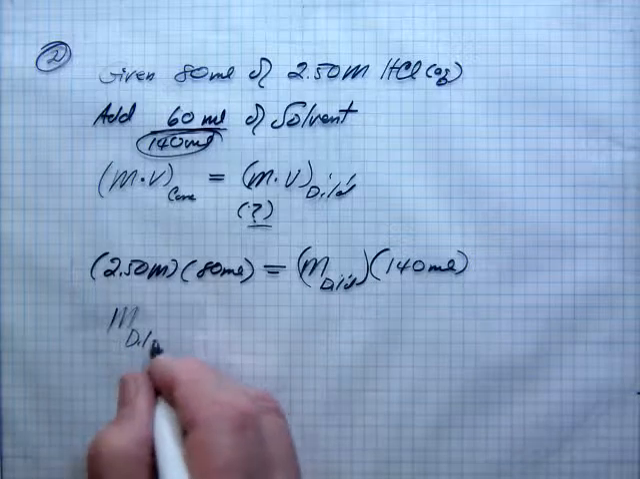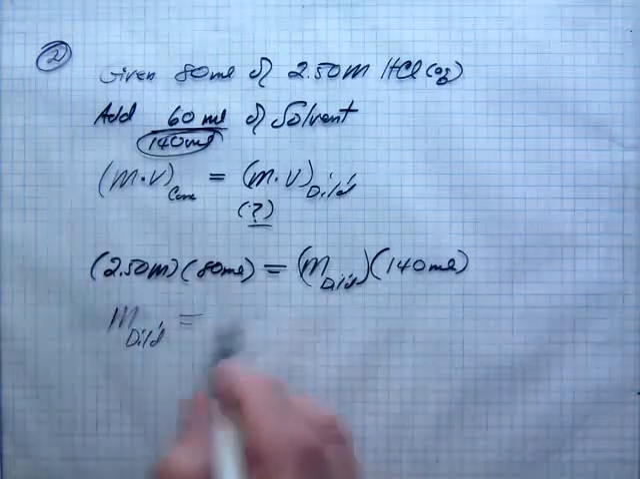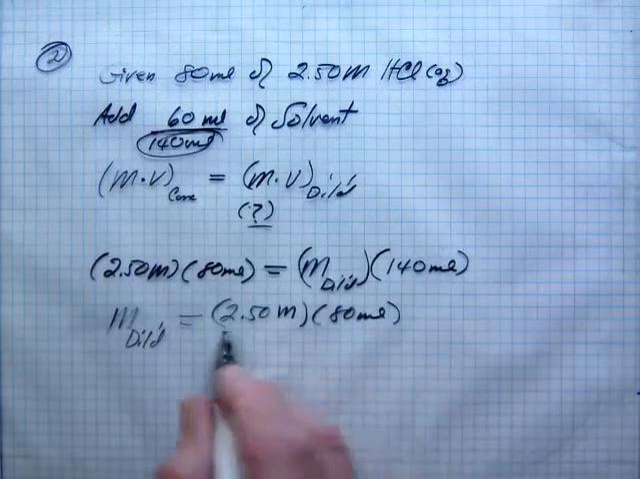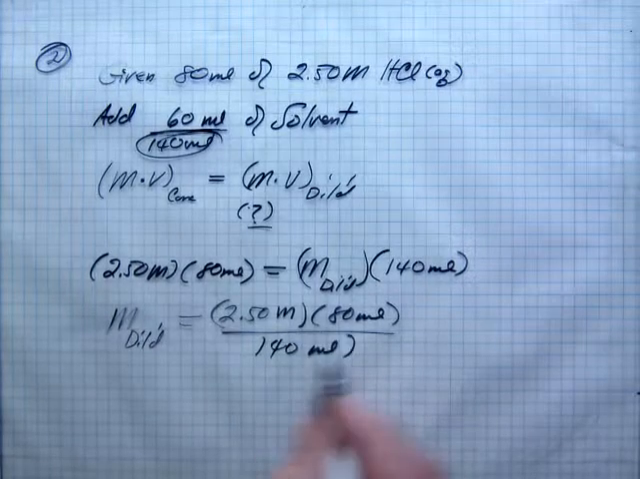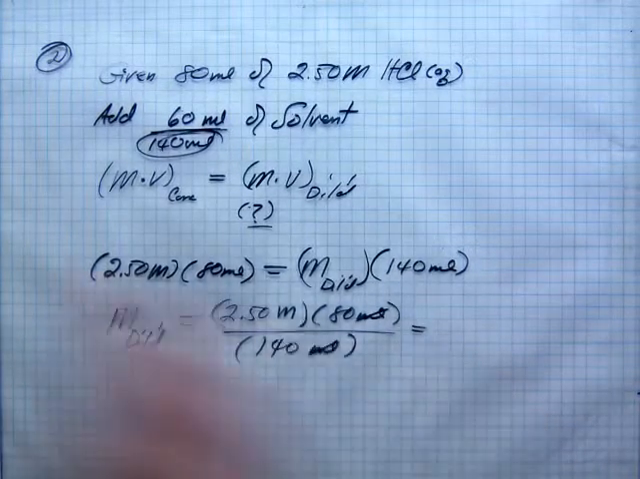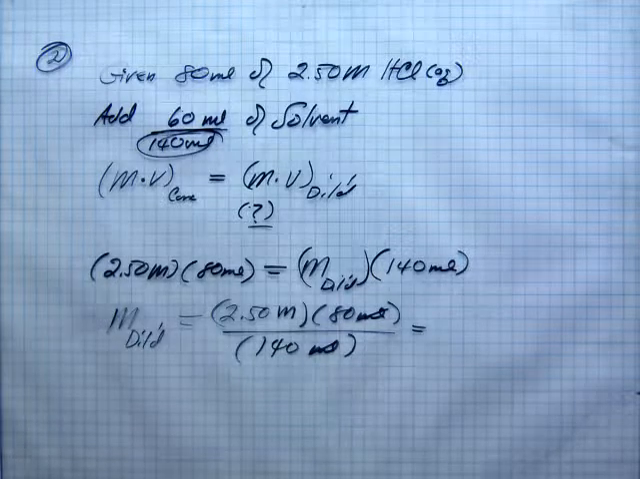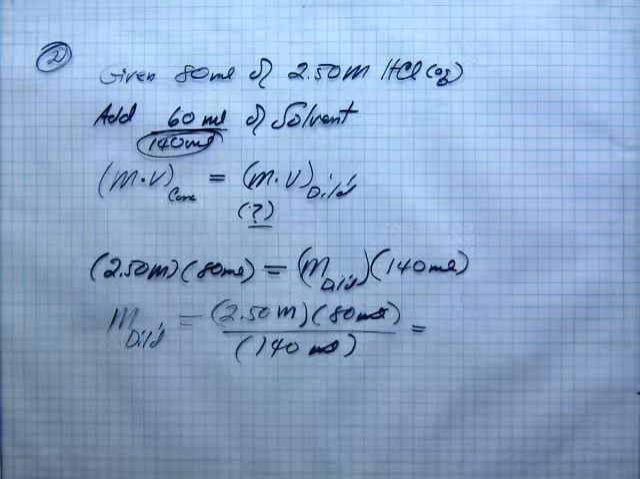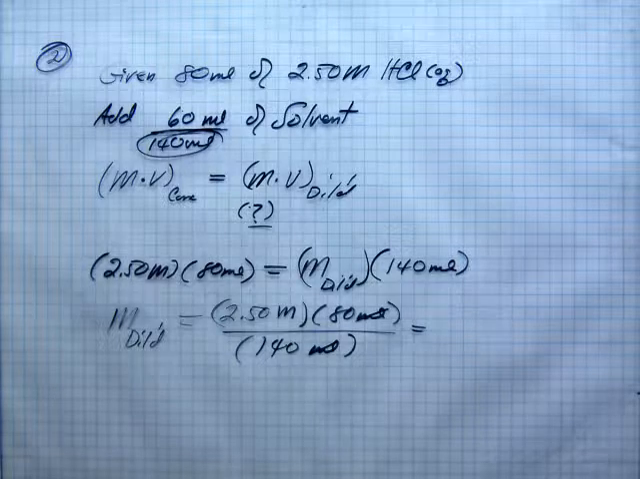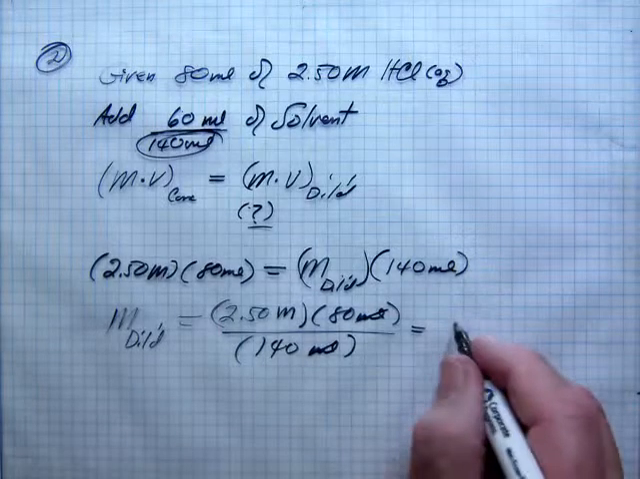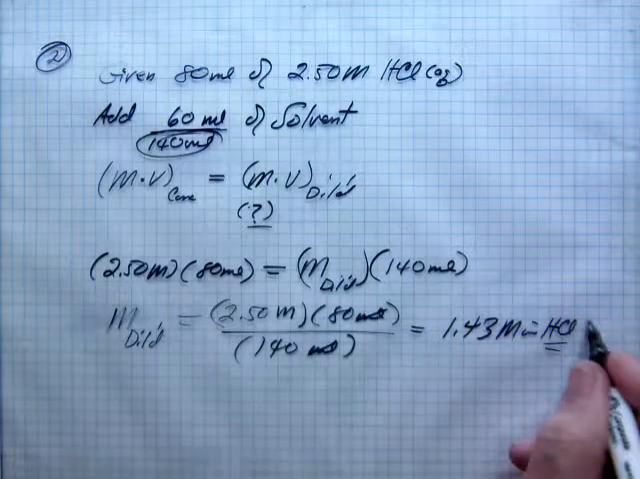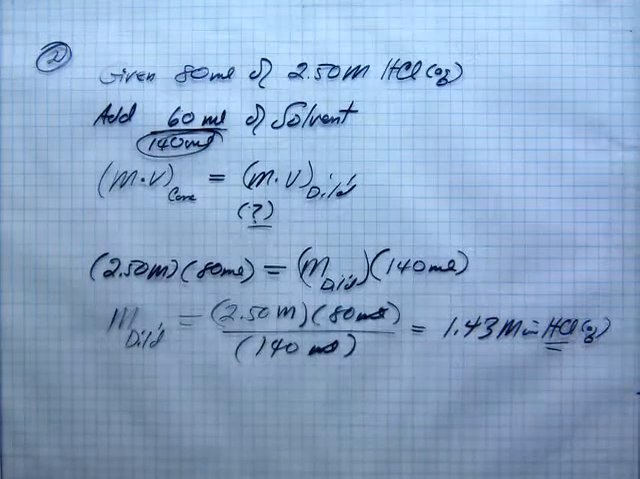Molarity diluted is equal to 2.50 molar times 80 milliliters divided by 140 milliliters, and 80 over 140 is a fraction anyway of the 250 milliliters will drop out, and the final concentration is 1.43. So that is the final concentration.